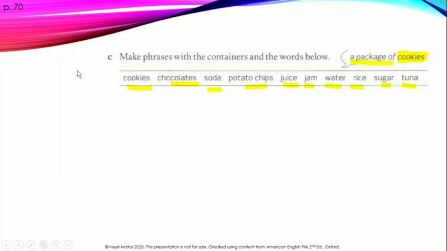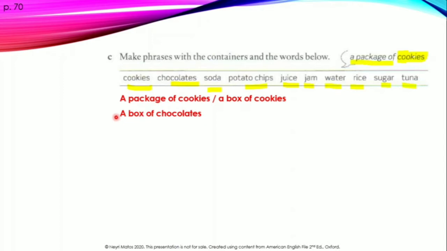So, let's check. Well, we have here some options you can have, okay? For example, as I said, you can have a package of cookies or a box of cookies. So it's not a problem. You can have a package or a box, so both are correct. For chocolates, you can have a box of chocolates, right? It's the most common way of measuring chocolates.